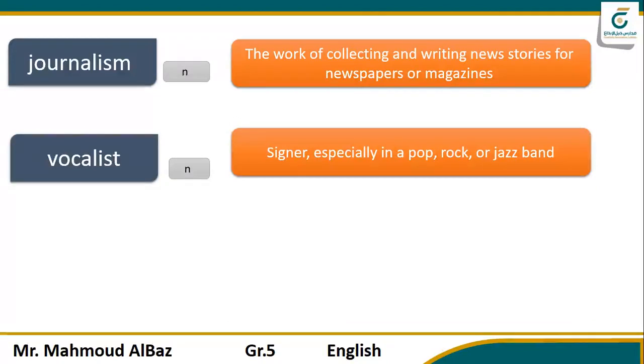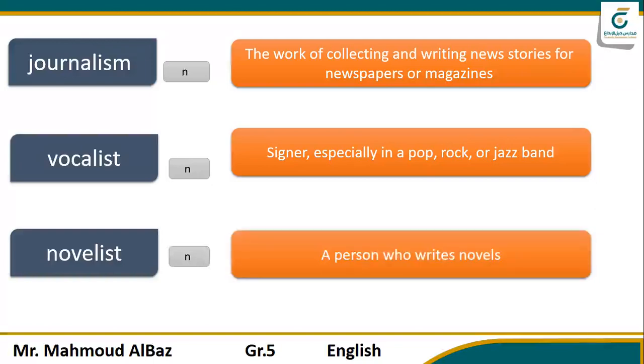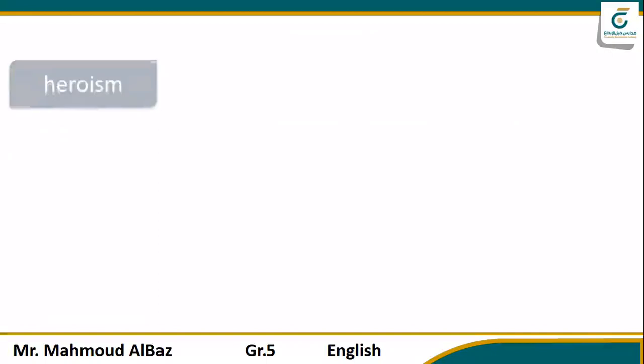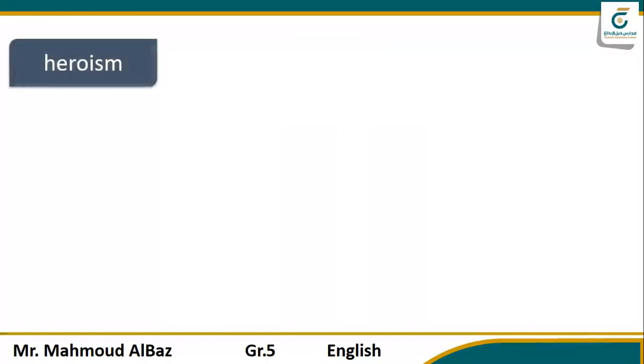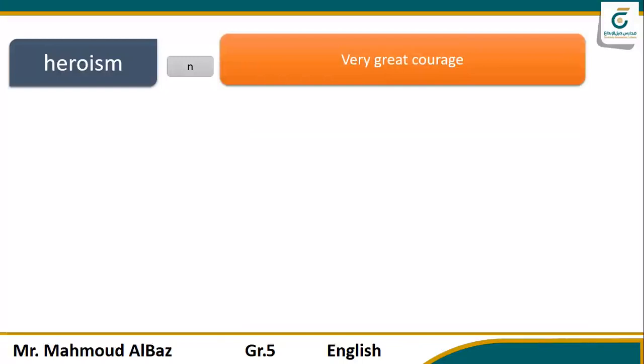Again, it's singer. Oh, by the way, there's a mistake here. S-I-N-G-E-R. It's not spelled that way. There's a mistake here. S-I-N-G-E-R. Singer. Okay. Novelist. Novelist is a person who writes novels. Yes, a person who writes novels. This is novelist. Next, heroism is like the courage of something or bravery, very great courage. It's the word heroism.